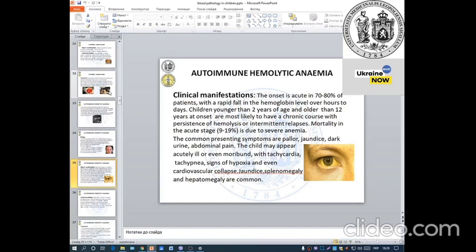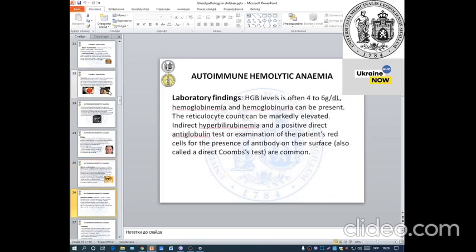That's why diagnosing the disease in time is very important. Children younger than 2 years of age and older than 12 at onset are most likely to have a chronic course with persistence of hemolysis or relapses. Laboratory findings typical for autoimmune hemolytic anemia are low hemoglobin level, reticulocytosis, indirect hyperbilirubinemia, and a positive direct Coombs test with the presence of antibodies on the surface of the patient's red cells.